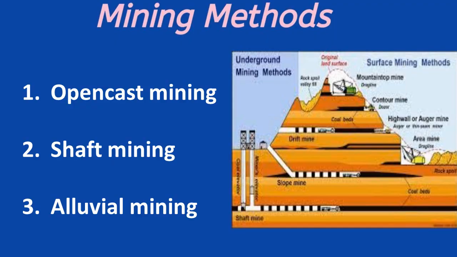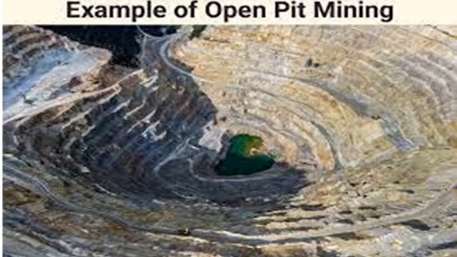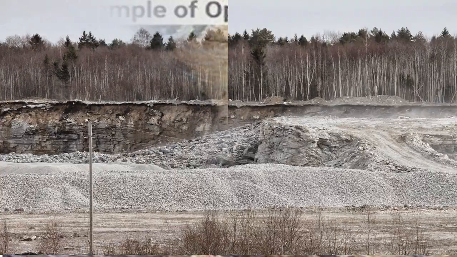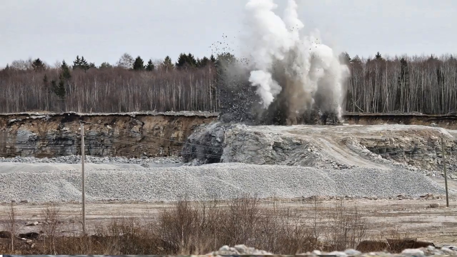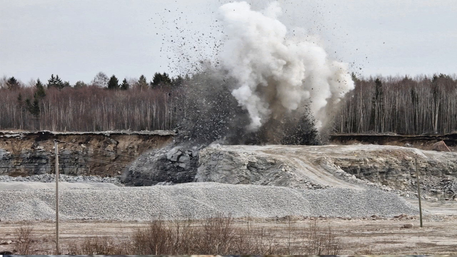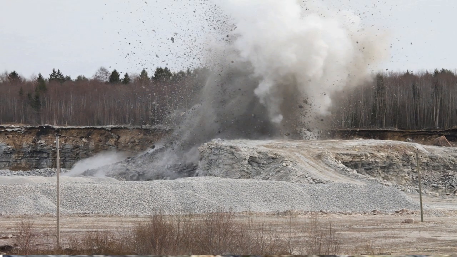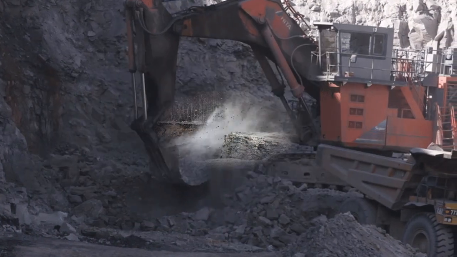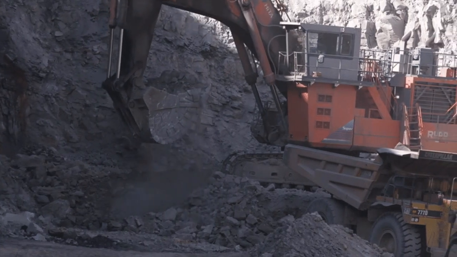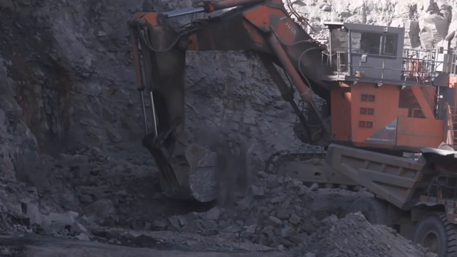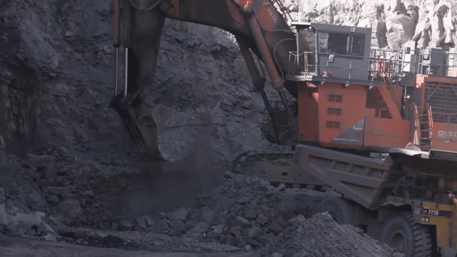Now, let us see different mining methods. We'll first start with open cast mining. This is a type of surface mining that is carried out when minerals occur close to the surface. The top layer of the rock and soil is stripped and the mineral deposit is mined by strip mining or the open pit method. Manganese, copper, and bauxite are mined mostly by this method.